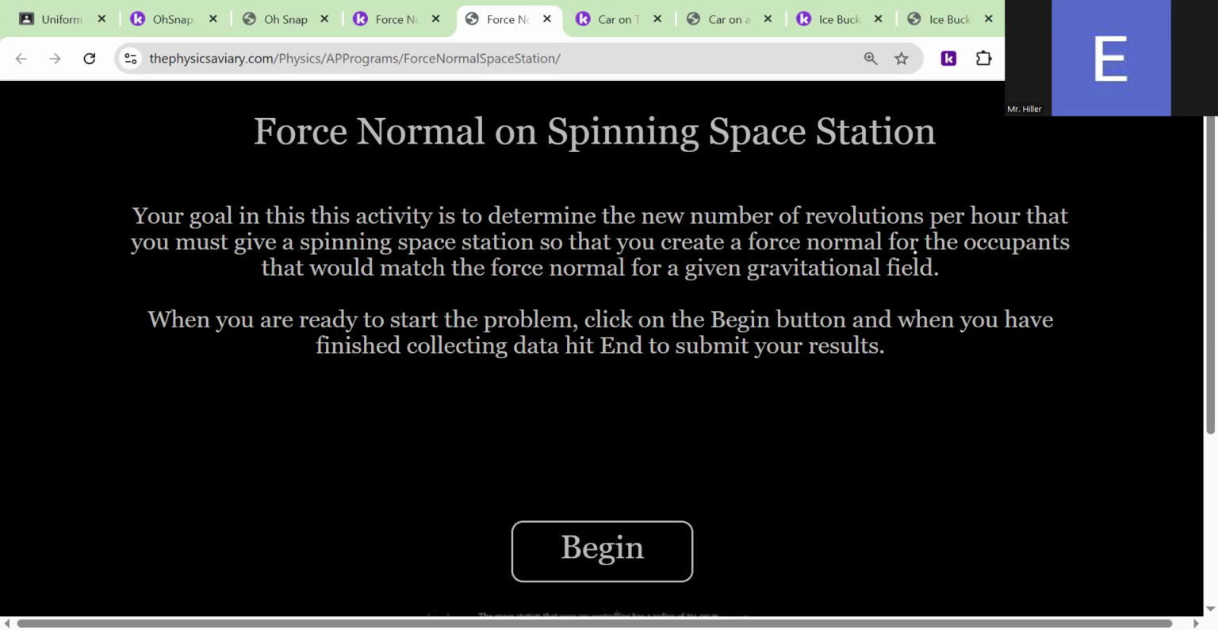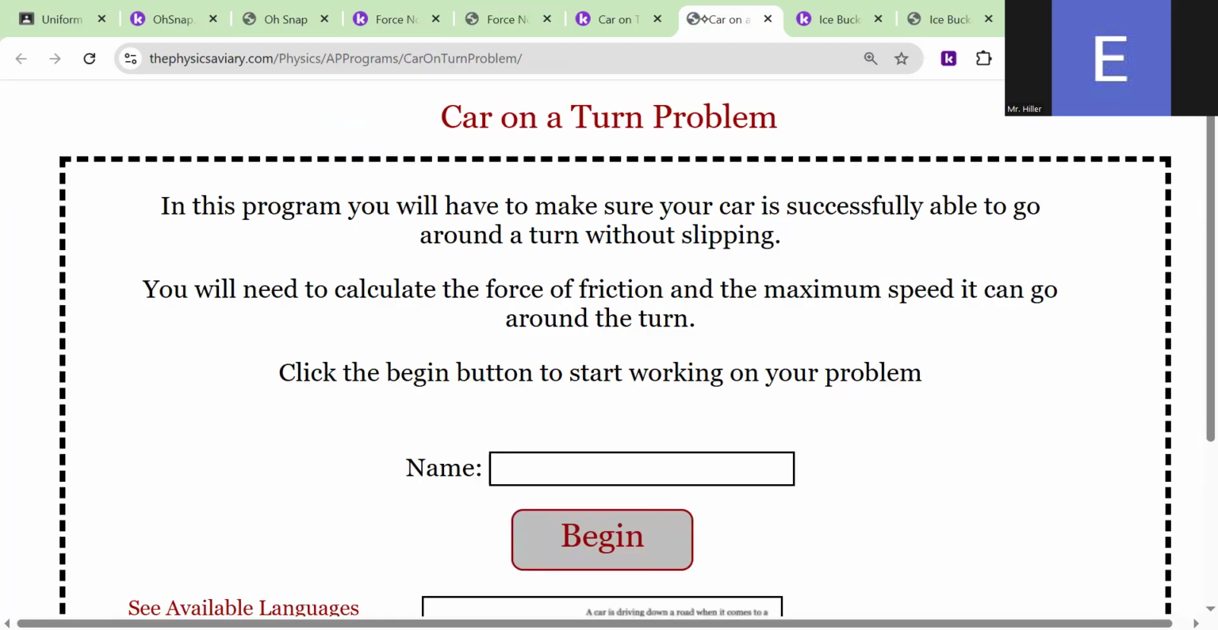Question number three is called car on a turn. In this program, you're going to make your car successfully round a turn without slipping. You'll need to calculate the force of friction and the maximum speed it can go around the turn.